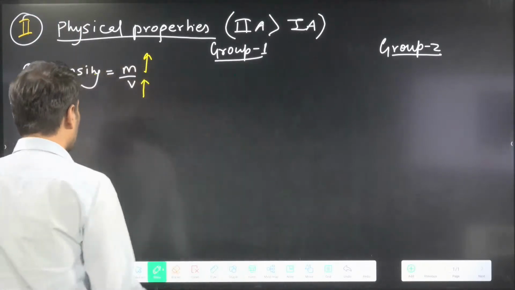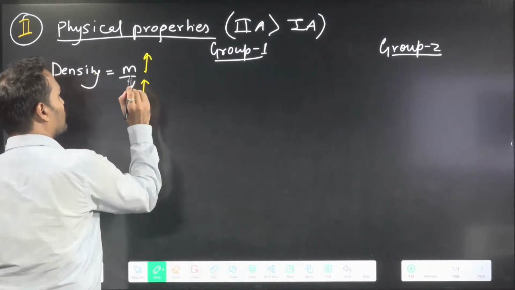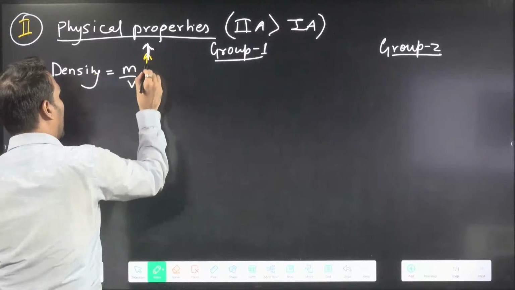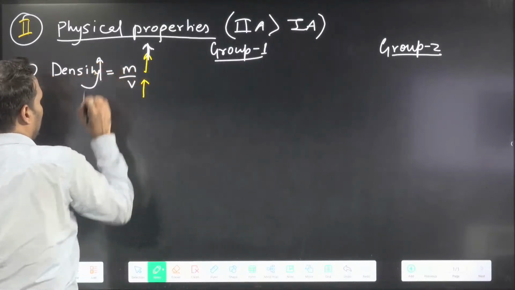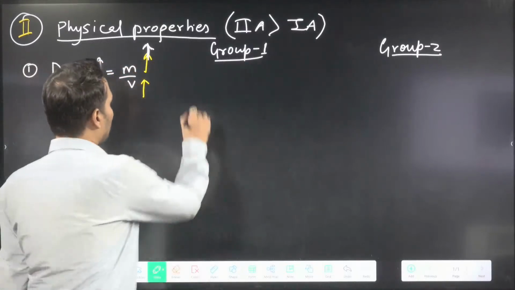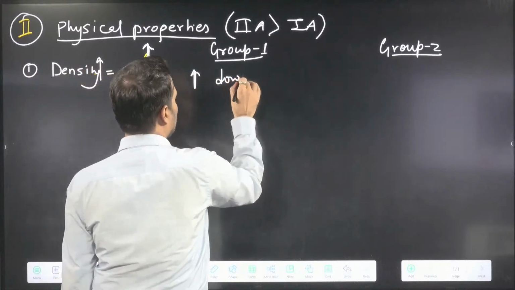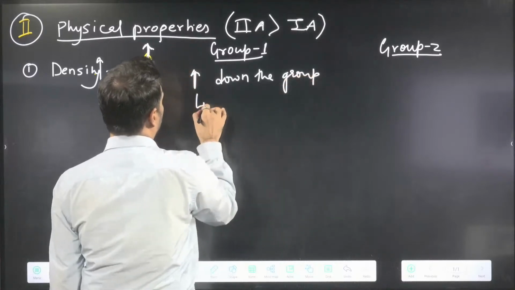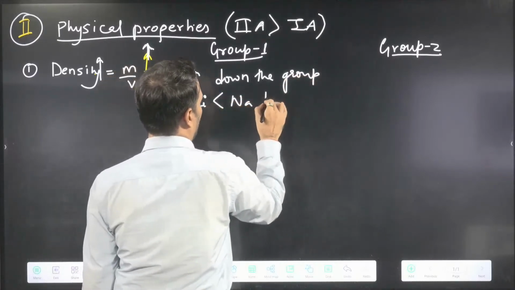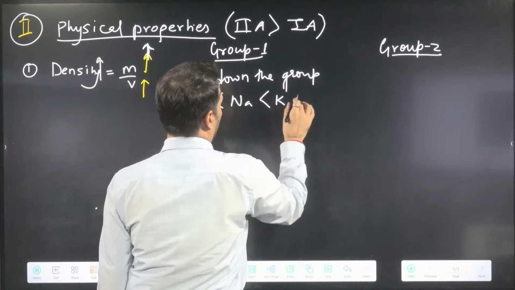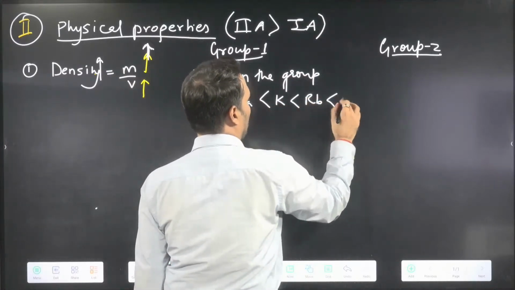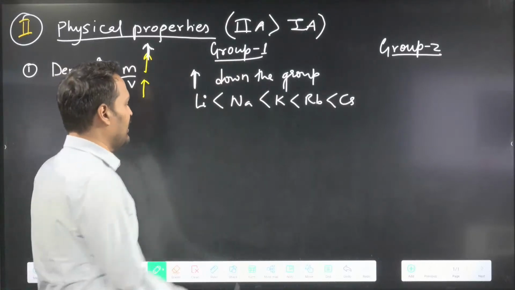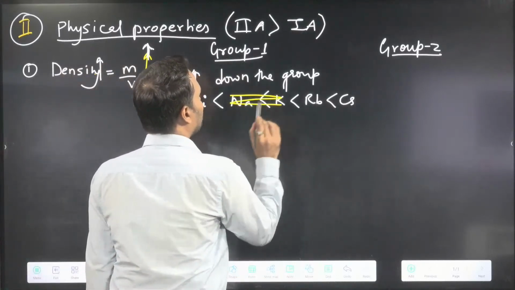So we can say that volume increased, but volume increased less. Mass increased more, and due to this density increased. So we can say like this: it increases down the group. Now you will say that if it increases down the group, then the order should be lithium, sodium, then potassium, rubidium, and then cesium, correct? But now when you check the data, you will say, sir, this sodium potassium data is not matching.